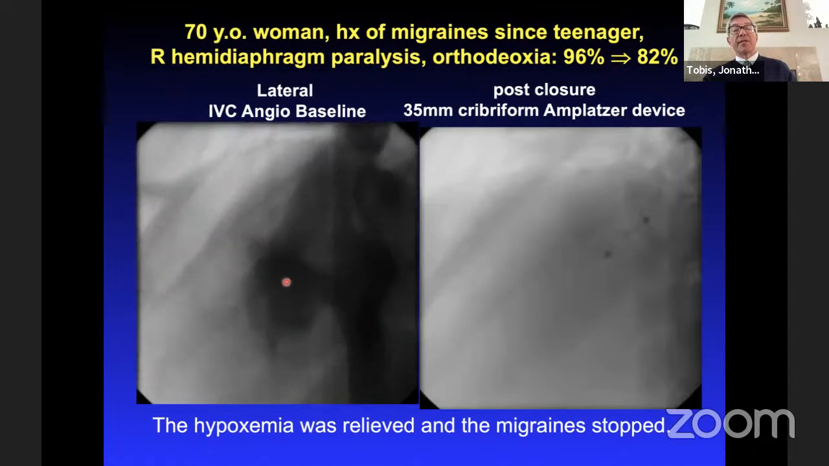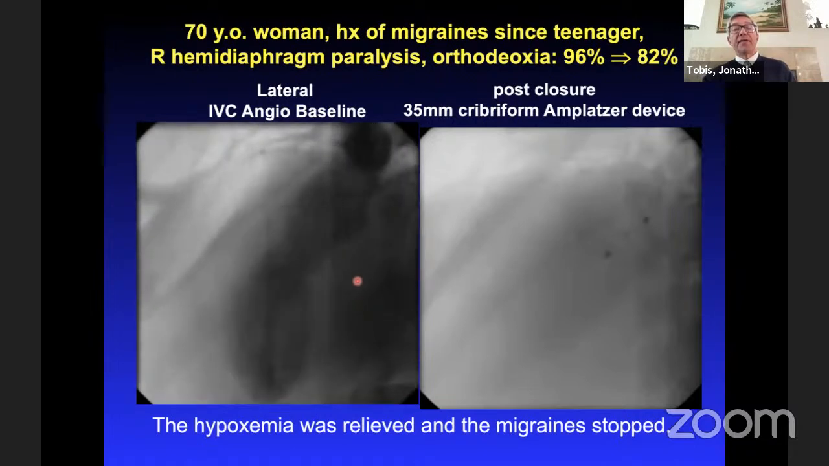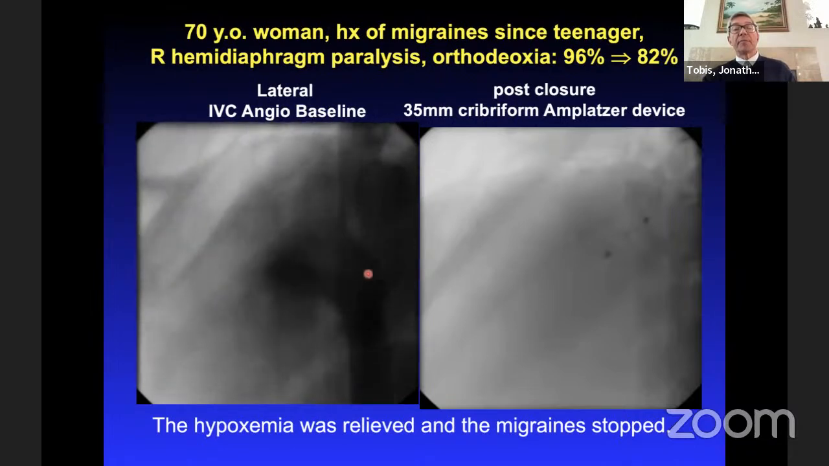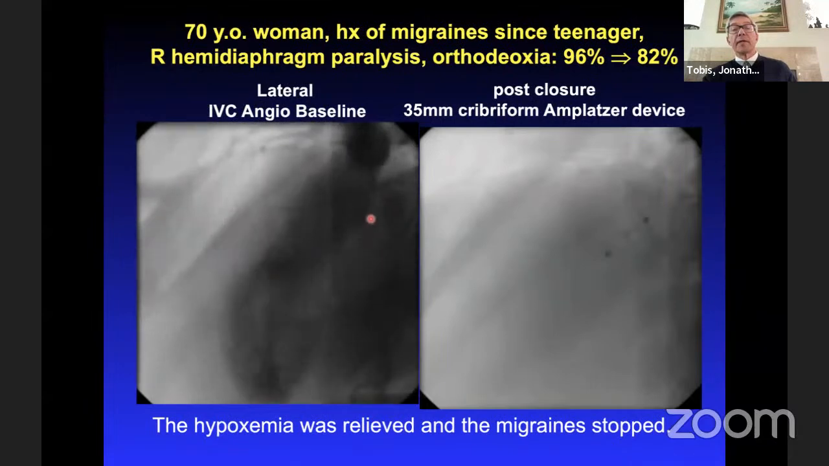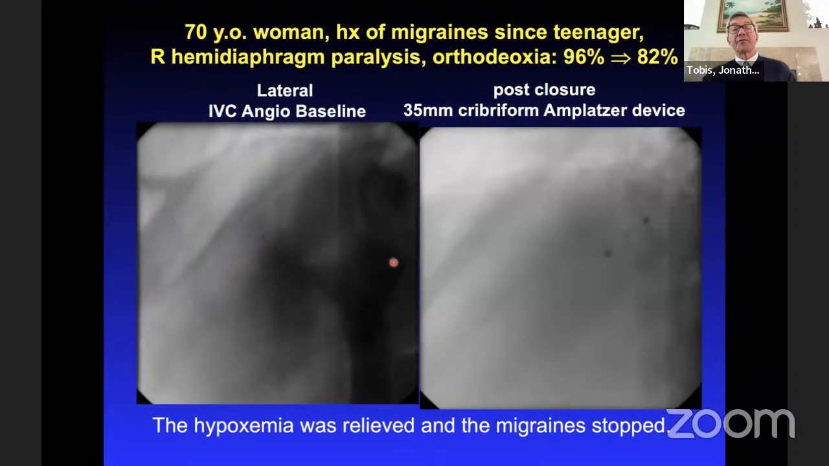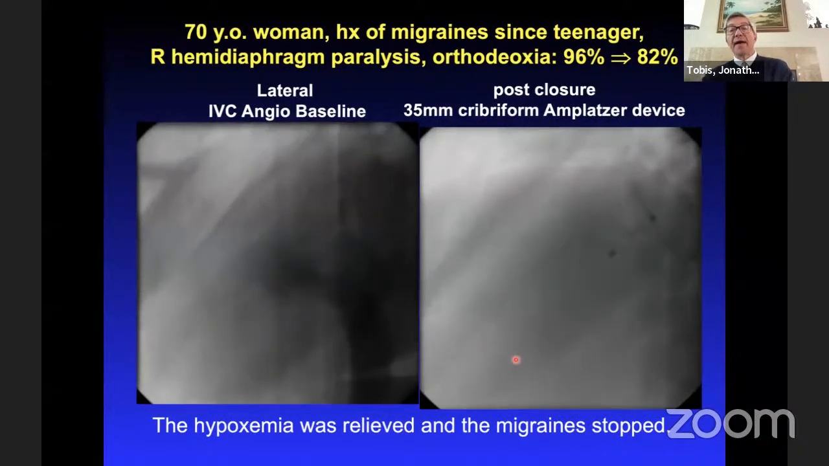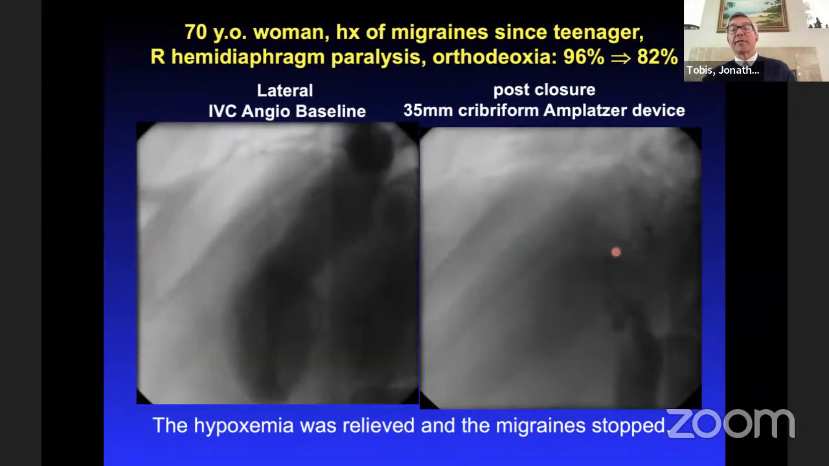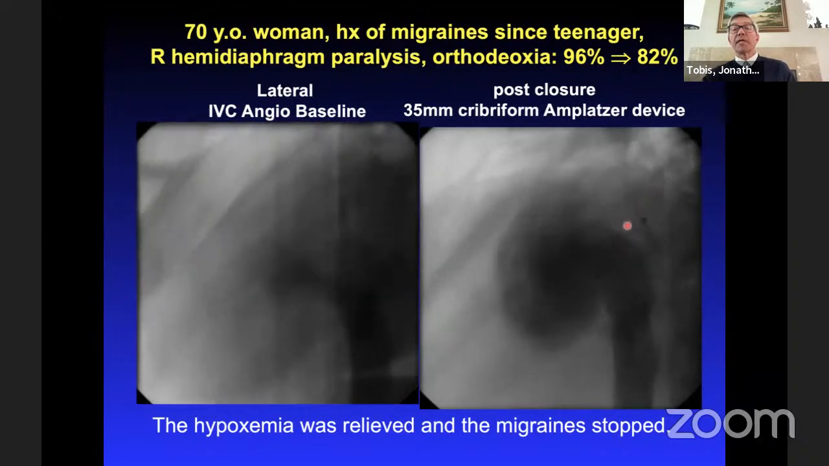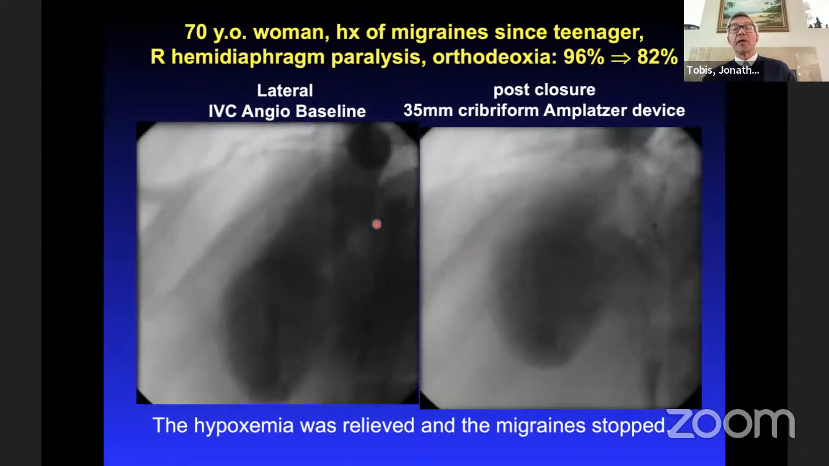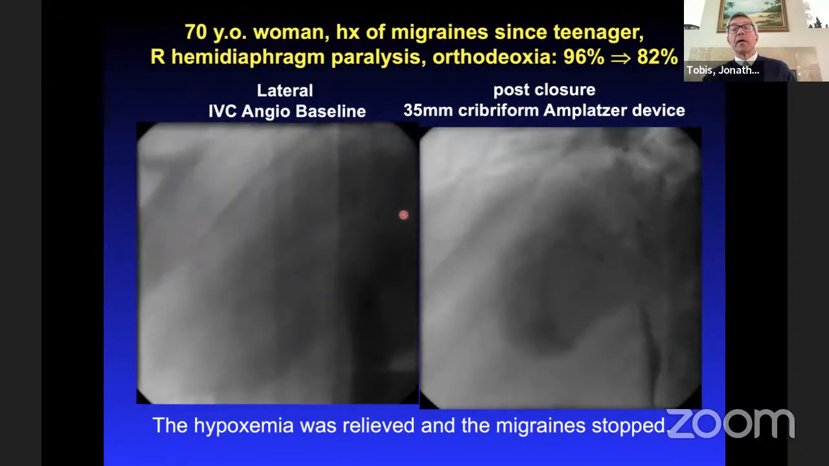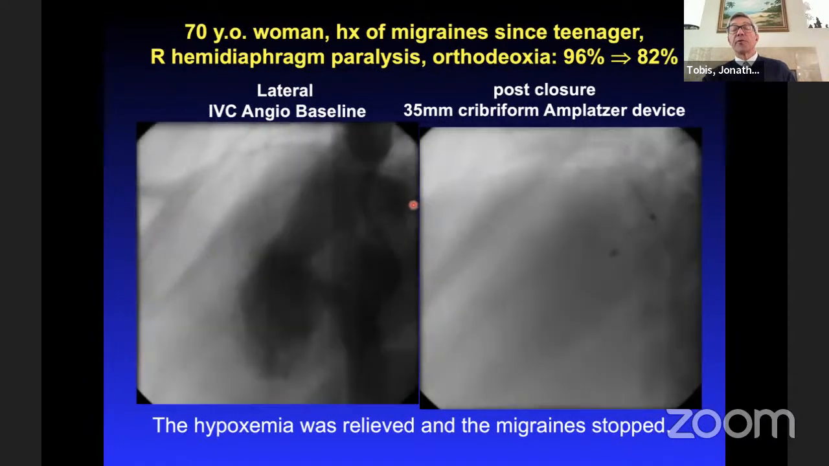And so anteriorly is the right heart, and then the left heart, the PFO is up here. This is the PFO, this is the left atrium behind. And you can compare that with after we close the PFO, there's an Amplatzer device. You can see the enormous amount of blood that was flowing to the left atrium through the PFO.